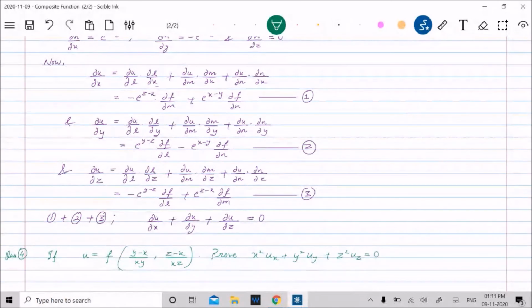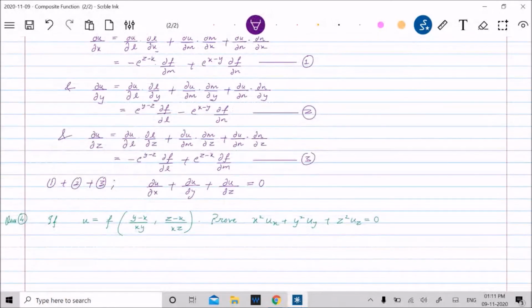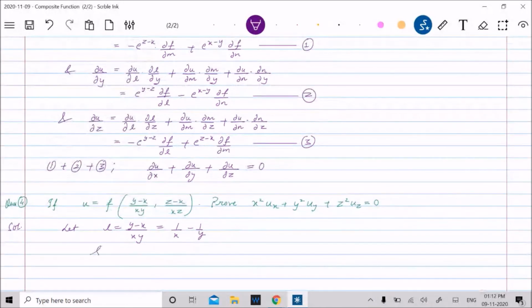So you can see this question is very similar to the last question, question number 3. There is only a slight difference: you have to assume these ugly looking variables as l, m and n, right? So let l is equal to y minus x upon xy. Let me change it like this, 1 upon x minus 1 upon y. This will be good, I think. And m is equal to the second variable, that is z minus x upon xz, and that reduces to 1 upon x minus 1 upon z.